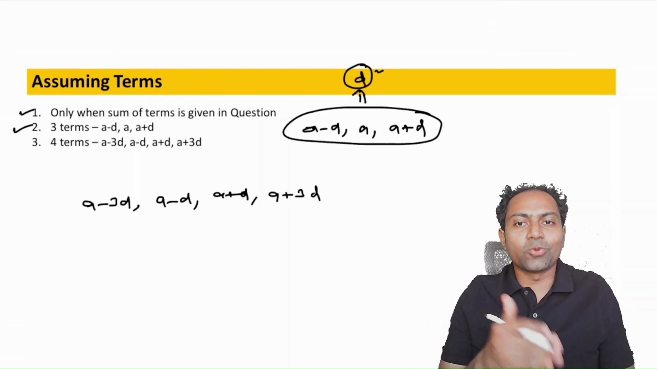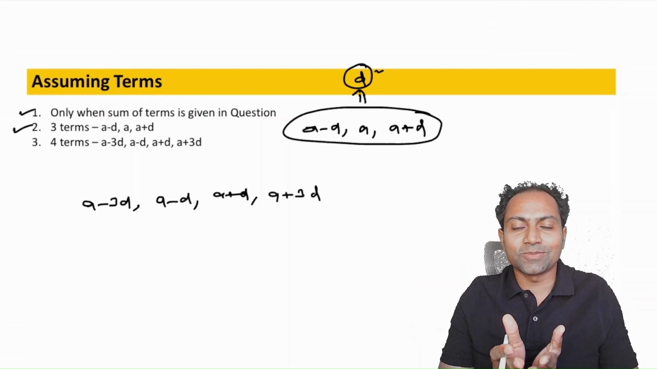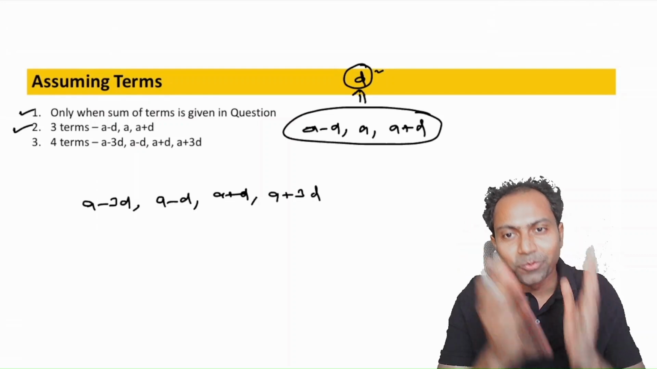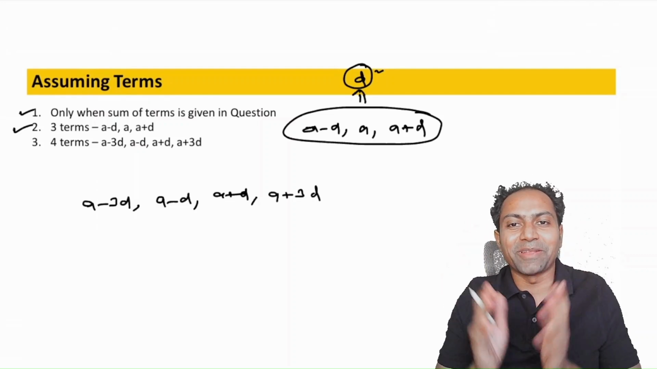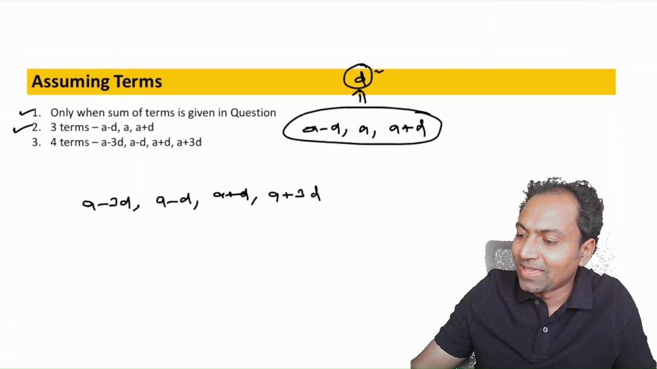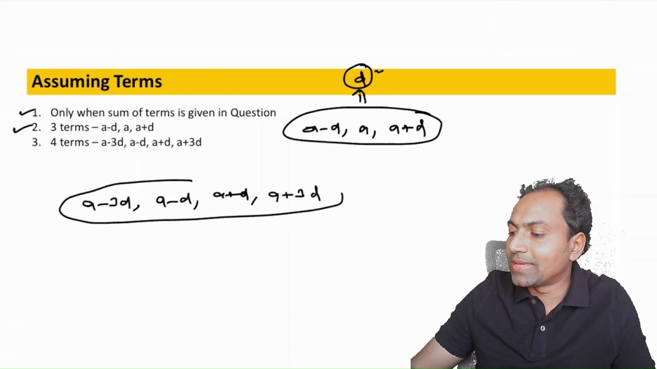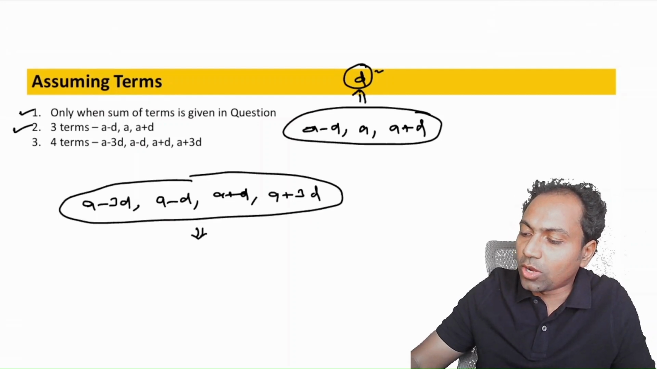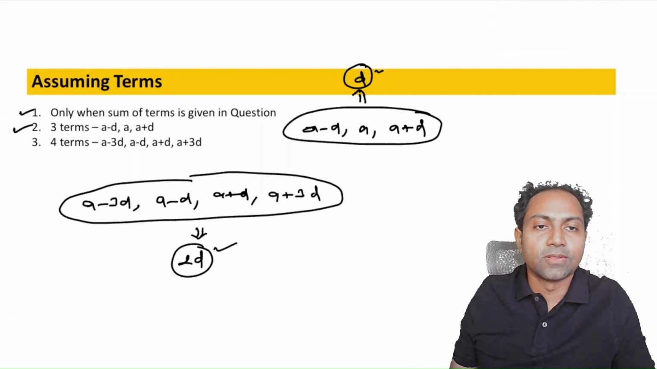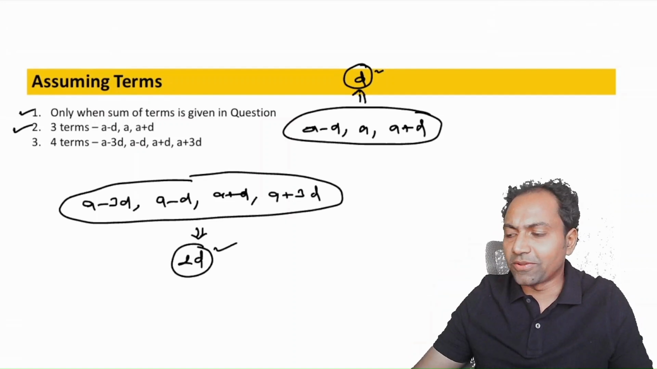And of course, if no sum condition is given, then there is no point using this because it is only going to introduce some more minus signs into the question and make your calculations much more complicated. Another thing to note about this even number of terms is that here the common difference is nothing but 2d. So these small things sometimes make a difference.